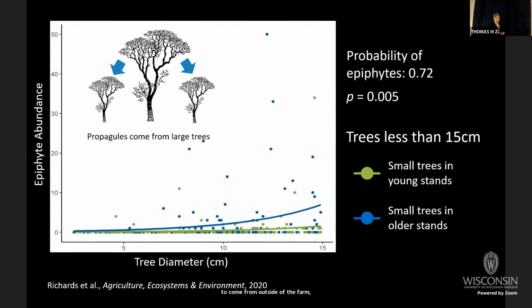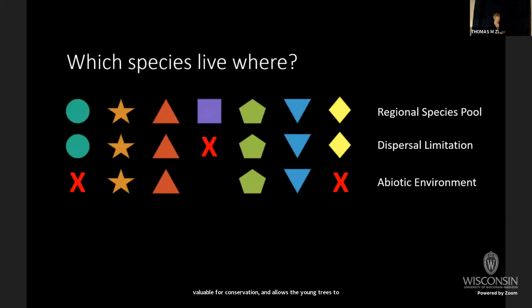But on the other hand, the probability of having epiphytes if you're a small tree that's growing next to a large tree that's full of epiphytes is much higher. So having these mixed age stands is valuable for conservation and allows the young trees to actually become conservation sites for epiphytes quicker. The next filter that I looked at is the abiotic environment.